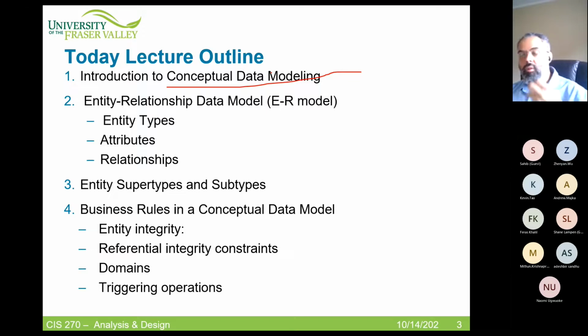So today we are going to talk about conceptual data modeling first, then the ER model and diagram, and then some special cases where these entity types will have subtypes and supertypes. It is part of a hierarchy, we'll talk about it. And we will finish with a summary of the business rules, which are 4 basic business rules that we are going to talk about.